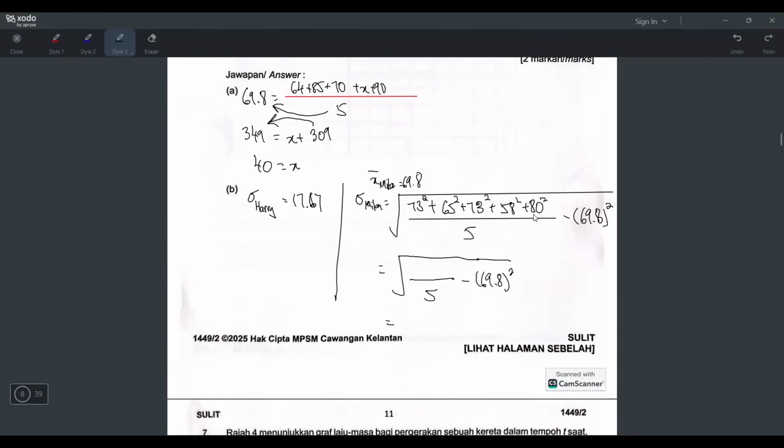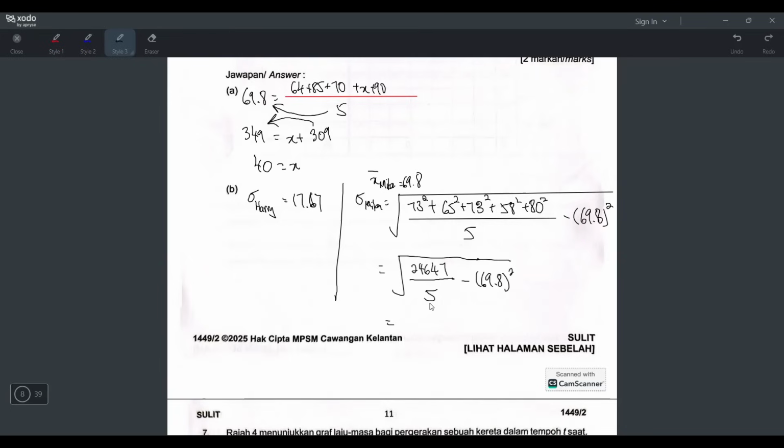73 square plus 65 square. Okay, I tengah tekan calculator. 73 square plus 58 square plus 80 square. Okay, I'm pressing the calculator. Okay, I got 24647. Let's go. And then now tekan answer bahagi 5 minus 69.8 square and then square root the whole thing.